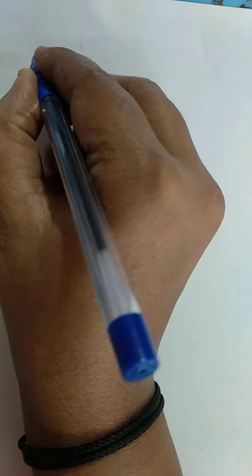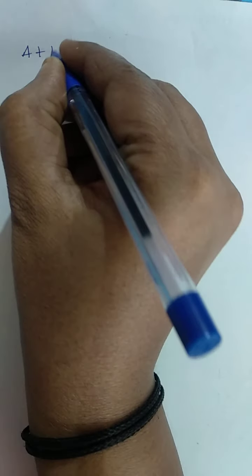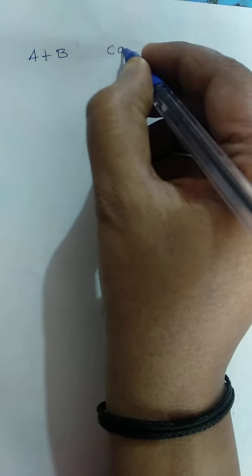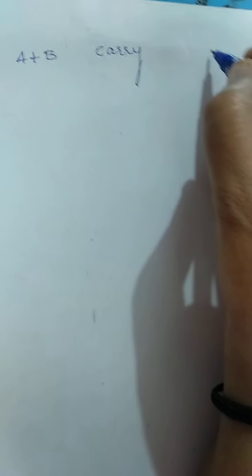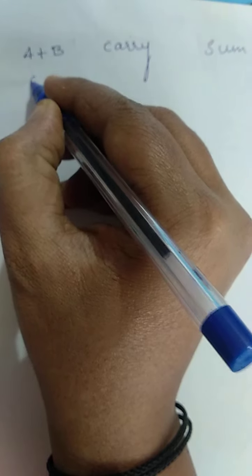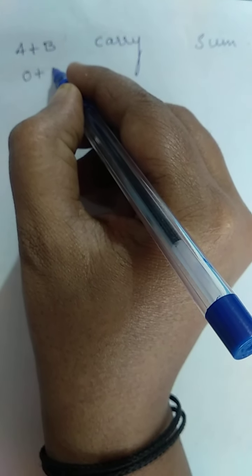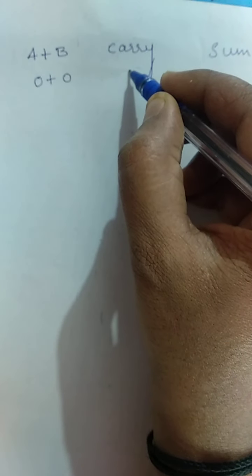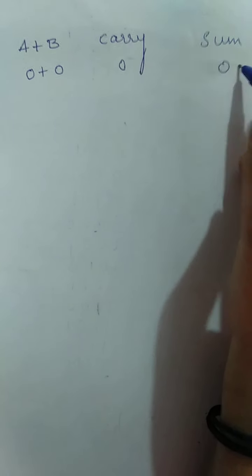To solve this example, first we'll follow the table. The table has a plus b, carry, and sum. To solve 2's complement and 1's complement, follow this table. First, if you add 0 plus 0, what will you get? Carry will be 0 and sum also 0.